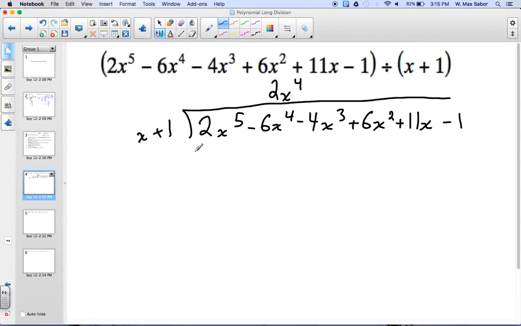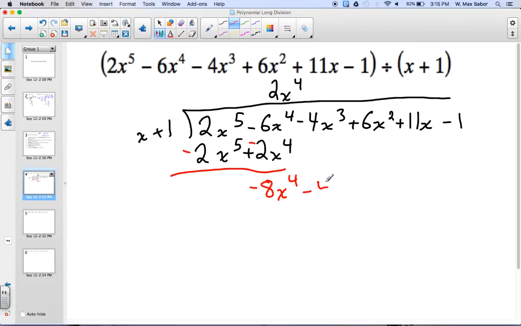2x to the 4th times this is 2x to the 5th plus 2x to the 4th. So I'm distributing that to x and to 1. And now we want to subtract these. These subtract to 0. Negative 6x to the 4th, minus 2x to the 4th becomes negative 8x to the 4th. Now we bring down the next term and repeat the process. X plus 1 goes into this, I believe, negative 8 times, and then because of the exponent here, x to the 4th divided by x will give us x cubed, so that's why I'm writing negative 8x cubed.